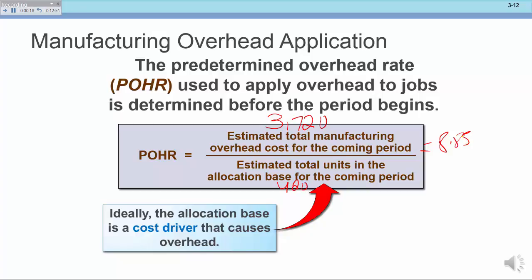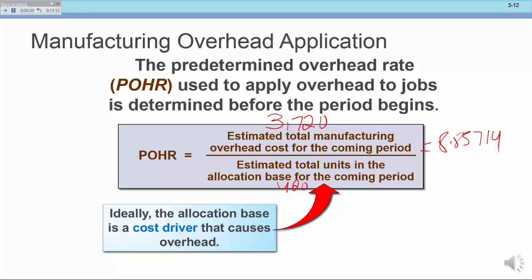8.85, you say? 714, give or take? Okay. Right? Now, let's say their actual number of hours here was 400.